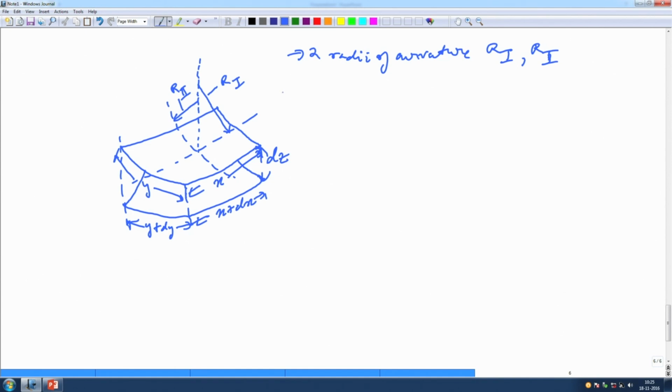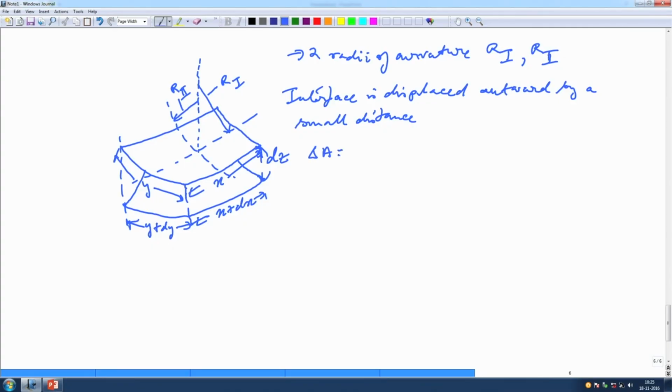So, this interface is displaced outward by a small distance. That also leads to a change in area. You can imagine this to be like a membrane, like a balloon, and this balloon is actually expanded a little bit. So, naturally there is a stretching of the balloon. So, this leads to a change in area. That change in area is given by x plus dx into y plus dy, correct. That is the change minus the xy.